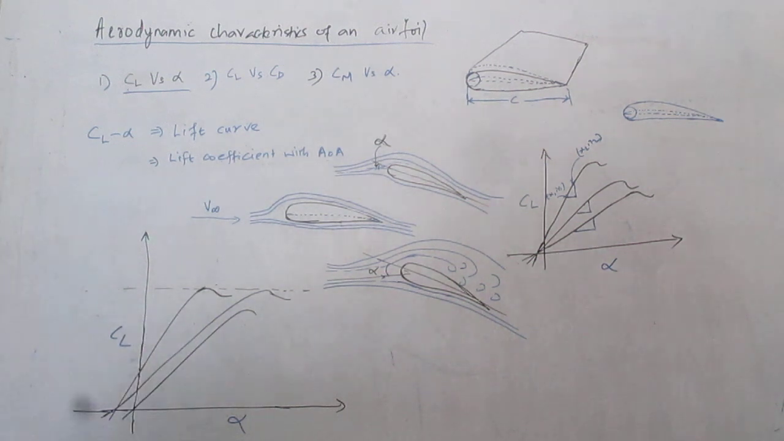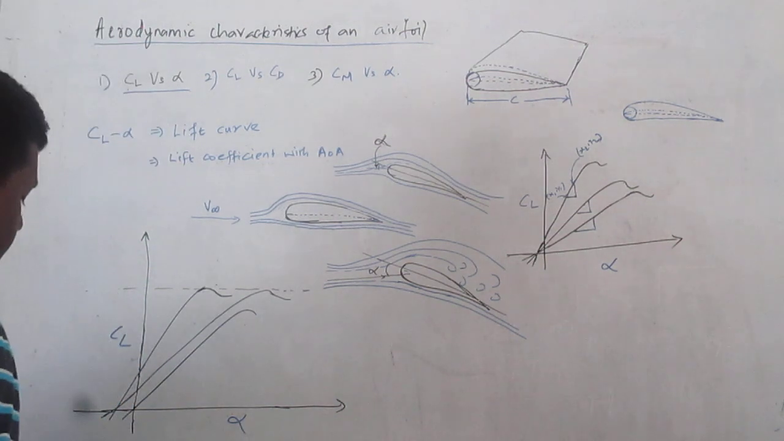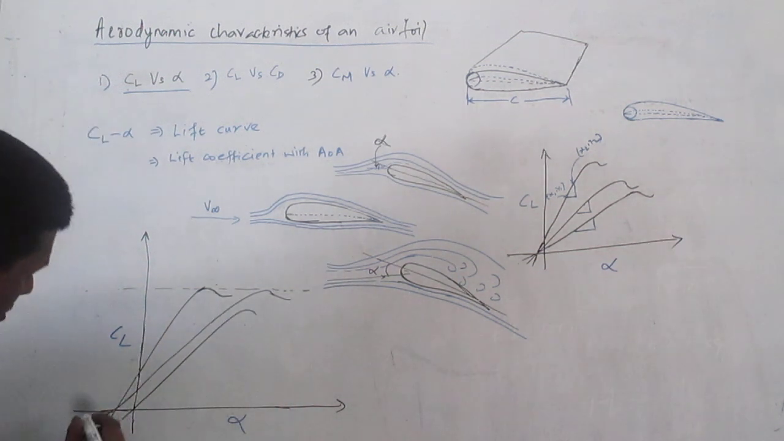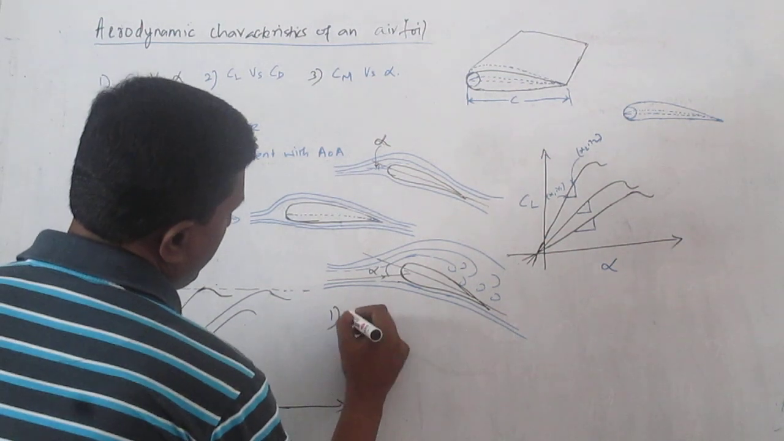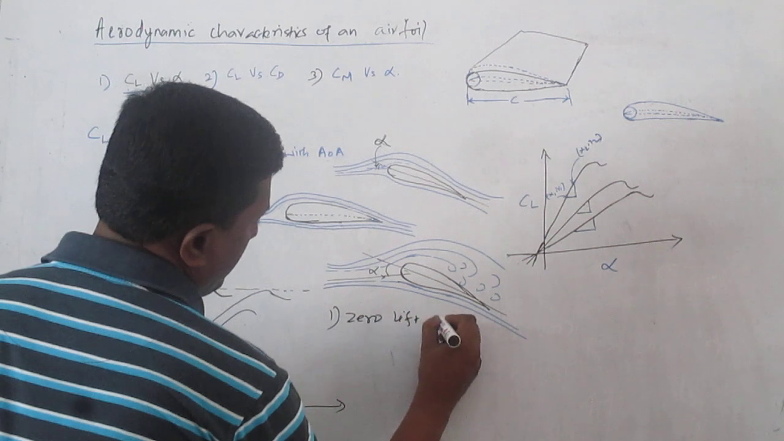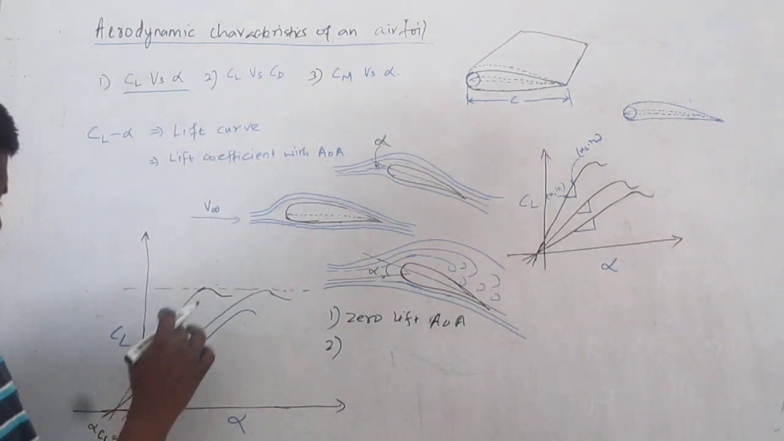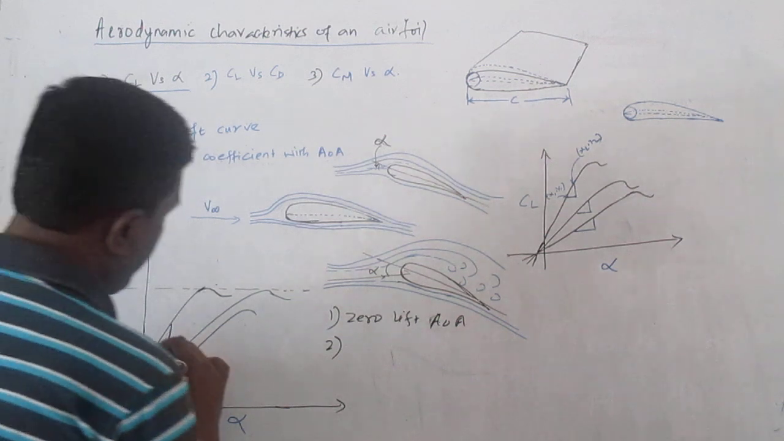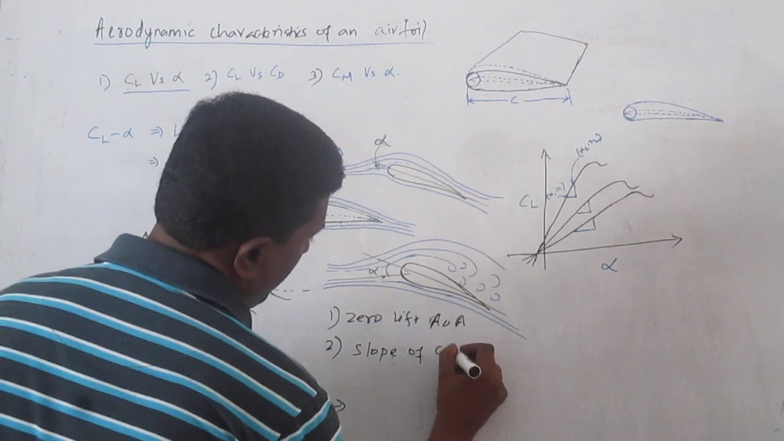From this lift coefficient versus angle of attack curve, or lift curve, we get four important features. What are those features? We will see one by one. The first feature is the zero lift angle of attack, that is, CL equal to 0. The second one is the slope of the CL-alpha curve.